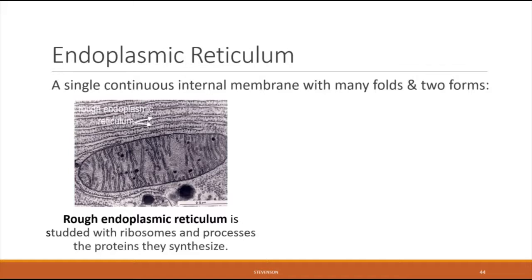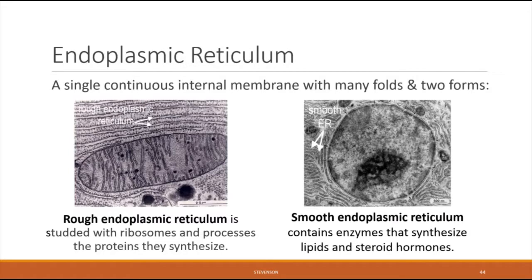That's what it does. The other form of the endoplasmic reticulum is called the smooth endoplasmic reticulum. And in this image right here, you may be able to see that while it does show layers of membrane here, those layers of membrane are not textured and rough like the ones in the other picture. And that's because smooth endoplasmic reticulum is not studded with ribosomes. It does not have them. Therefore, its function has nothing to do with proteins. Instead, it contains enzymes that are responsible for synthesizing lipids and steroid hormones.